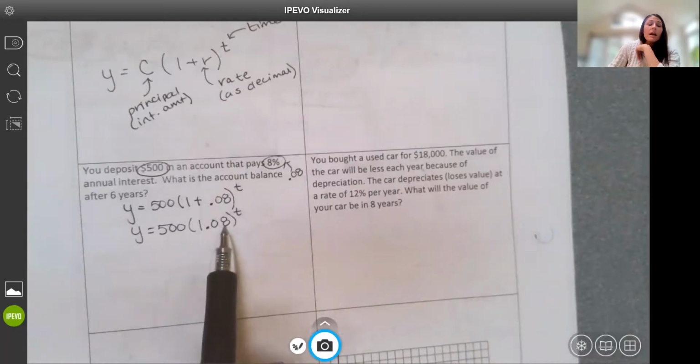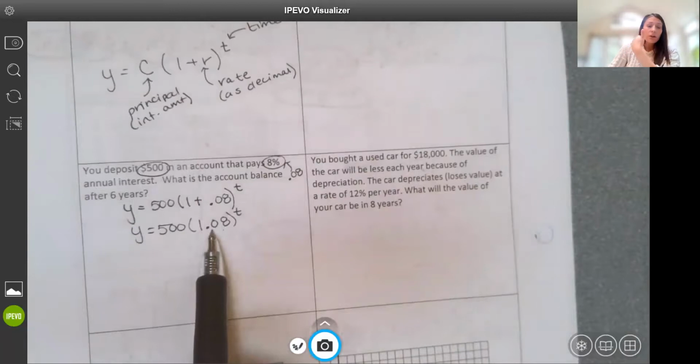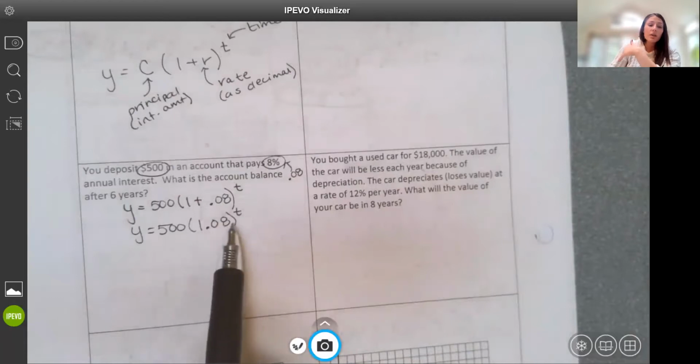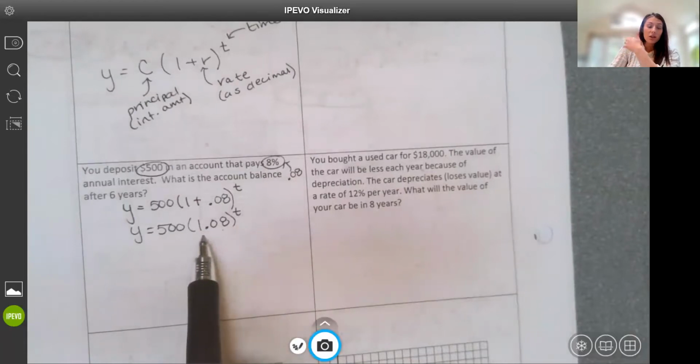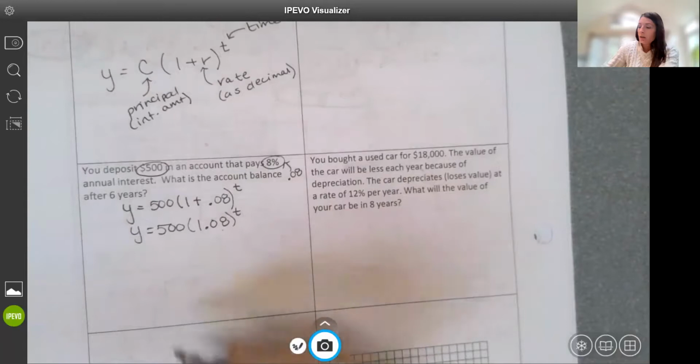base value here. And we learned on our last set of notes when we were talking about graphing, if it's a value greater than 1, then it's growth. And if it's a value less than 1, then it's decay. So we can see here that I have a value greater than 1. This is going to be exponential growth.